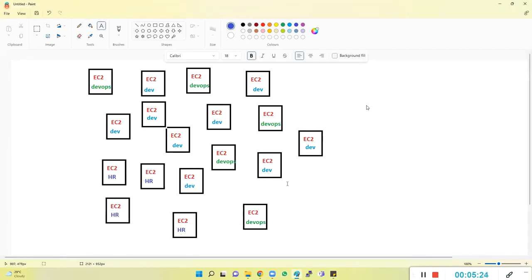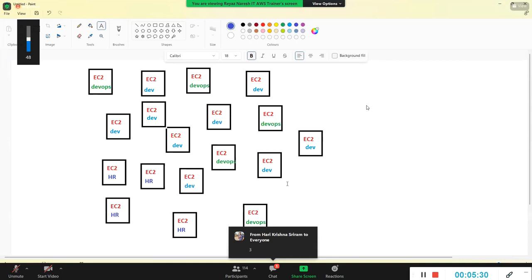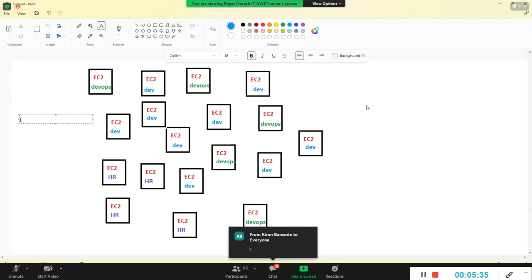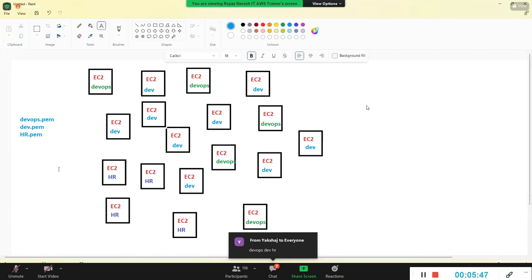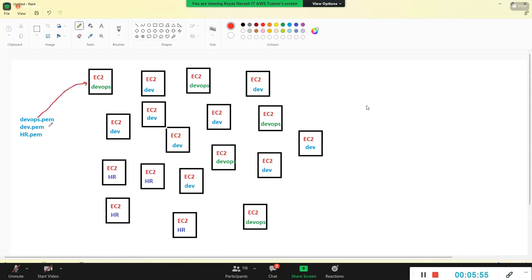Okay. So guys, now tell me, how many key pairs do I need to create for this requirement? 3 key pairs we need to create. One is the DevOps key pair, DevOps.pem file, and then dev.pem file, and then hr.pem file. This DevOps pem file will be attached to all these DevOps instances, and then HR will be attached to all these EC2 instances.